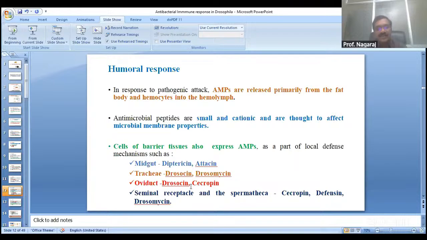What you are seeing are the different parts of this larva, especially the midgut, which produces diptericin and attacin, and the trachea, which produces drosocin and drosomycin. The oviduct also secretes drosocin and cecropin, and the seminal receptacle and the spermatheca also produce these AMPs, that is cecropin, defensin, and drosomycin.